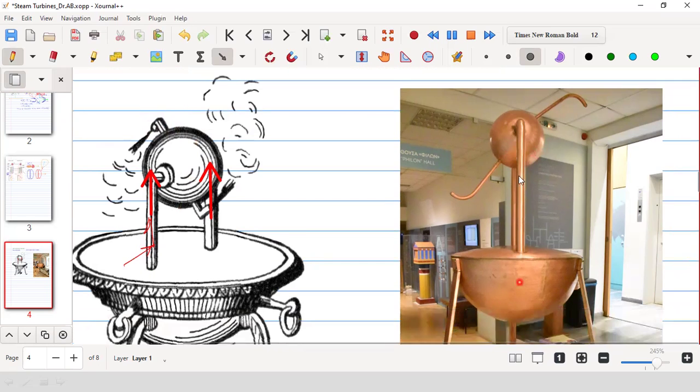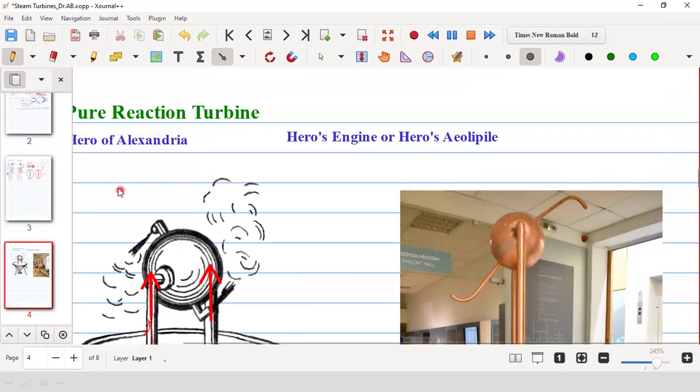So through these pipes the steam or hot air is coming, and it is now ejected through these nozzles. Now as a result of reaction, this will rotate in the opposite direction. So this is a pure reaction turbine. These are called Hero's engine or Hero's aeolipile. Okay.